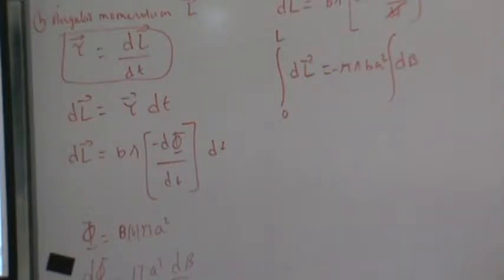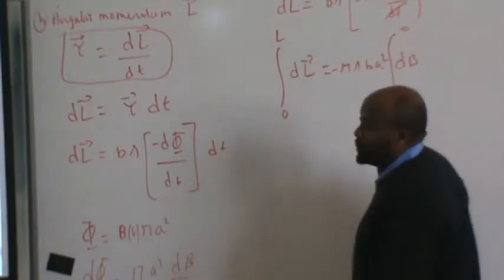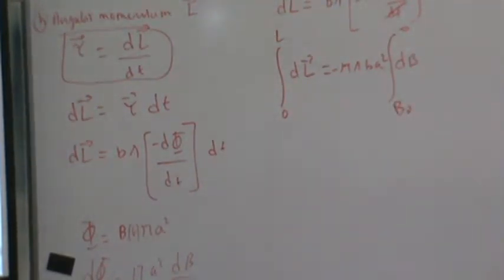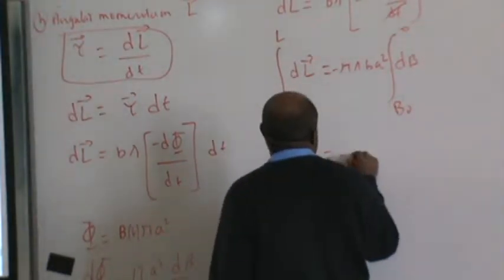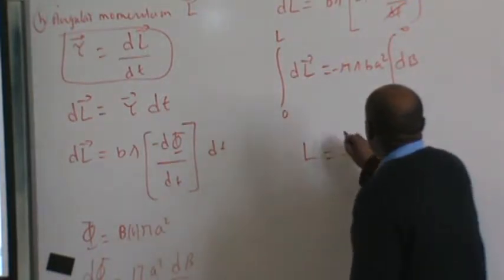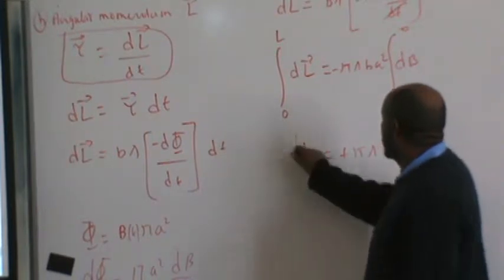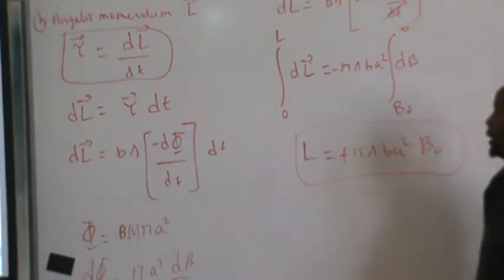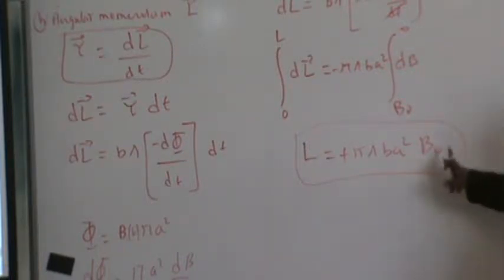What happens if we change the magnetic field from V0 to 0? You would find the angular momentum minus pi lambda v a squared, with the plus sign, times v0. So that is the angular momentum that would be transferred to the wheel, and as you can see, it's independent of time. It just depends on the initial magnetic field.